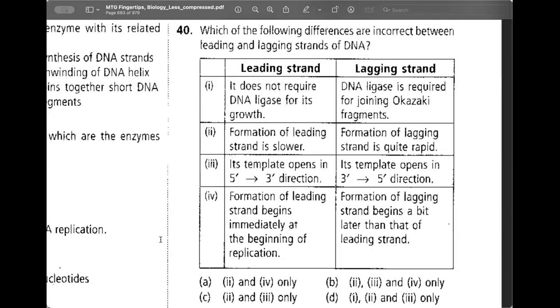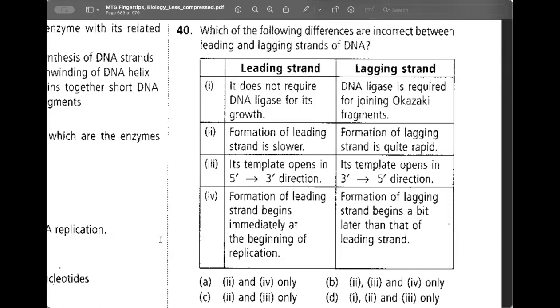I think that's true, no? Because leading strand, you yourself said that it is faster. So if it is faster, it just starts. It does not wait for anything. Whereas lagging strand is slower because it waits for the replication fork to open some distance, and then it will make a fragment. Then again it will wait for it to open, then it will make another fragment, and these will be called Okazaki fragments. That's why it's lagging, right? So I chose this because I feel first and third options are correct.